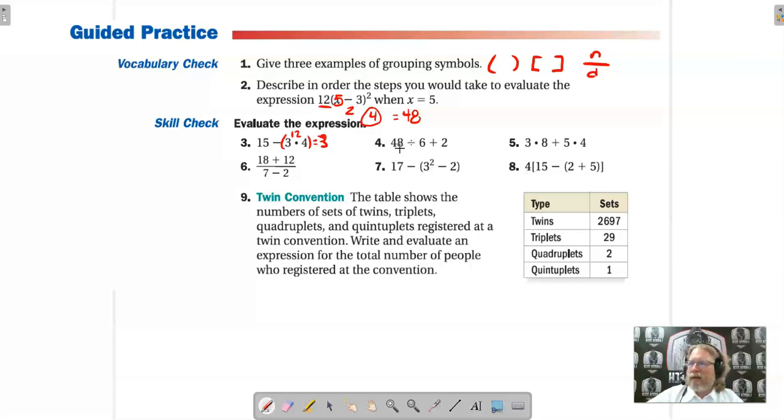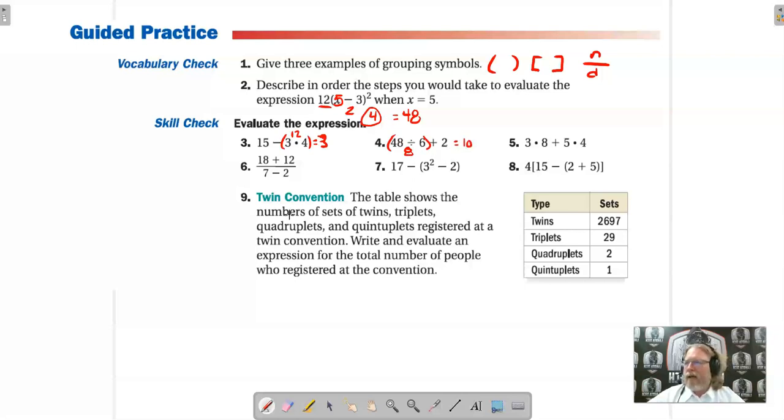On this one here, notice that the division comes first. So even if you didn't know the order of operations, you'd work from left to right, and you'd get lucky and get this one correct. 48 divided by 6 is 8. And then 8 plus the 2 is 10.